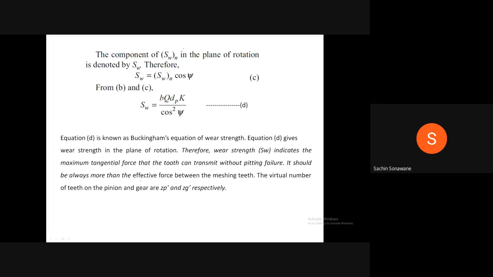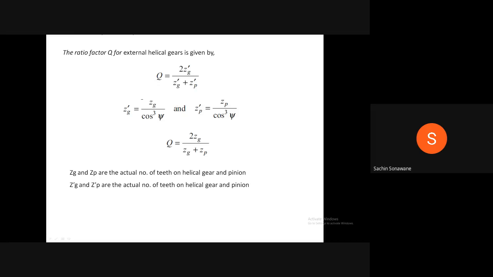It should always be more than the effective force between the meshing teeth. The virtual number of teeth on the pinion and gear are Zp dash and Zg dash respectively. Therefore, this is the equation for helical gear: SW is equal to BQ dp k upon cos square psi. Now the ratio factor for helical gears is given by Q is equal to 2 Zg dash divided by Zg dash plus Zp dash, where Zg dash and Zp dash are the virtual number of teeth.